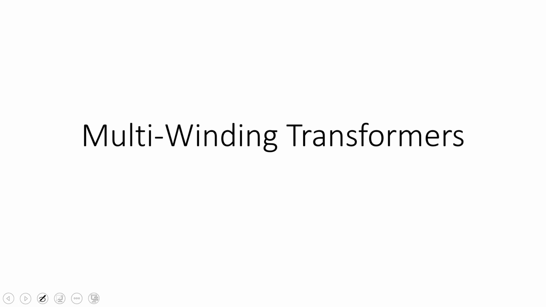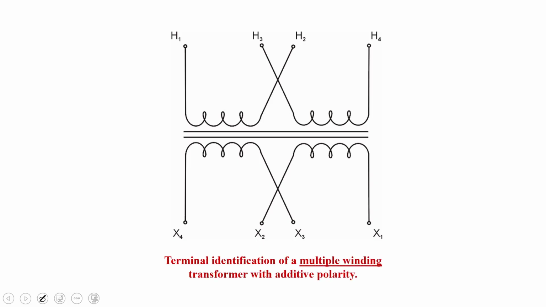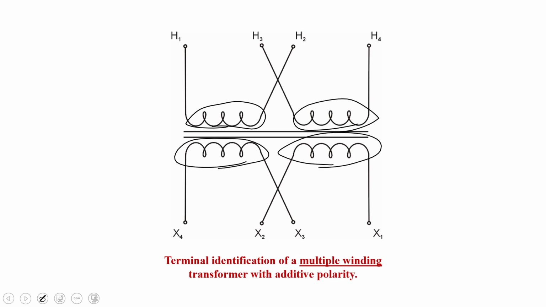So a multi-winding transformer is something like this. On our H side here, this is an example. It's not the only type of multi-winding transformer you can get. You can get them with one winding on the H side and two on the X side. But what it really is, is that we have two H windings and two X windings, and they are wrapped around the same core.